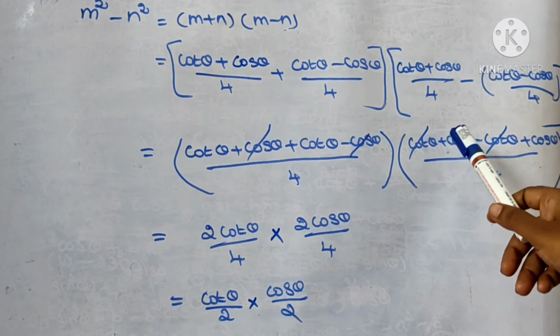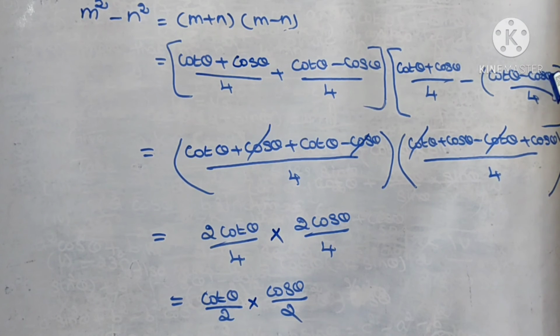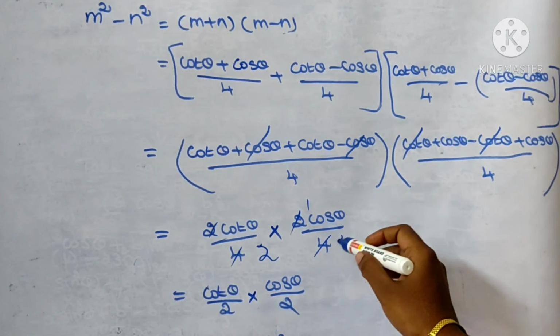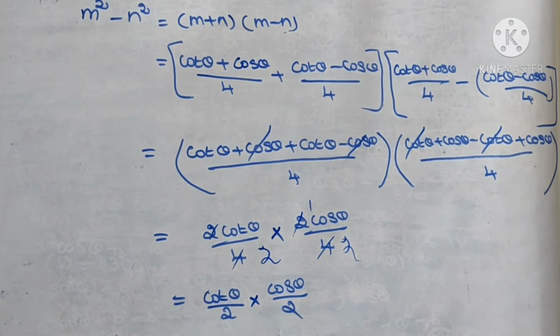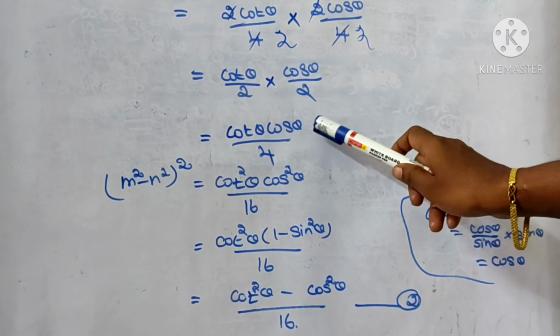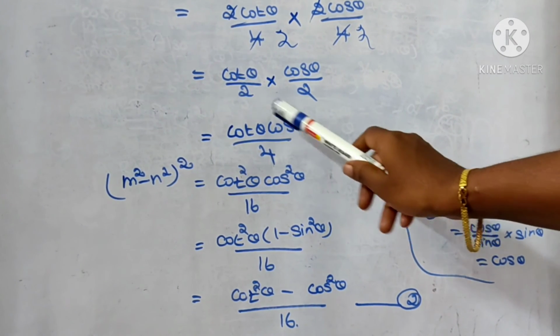Here also we take the minus inside. We get this term as positive. The cos theta term is positive. So cot theta and minus cot theta cancel. We get 2 cos theta by 4. Then 1 2 is 2 and 2 2s are 4. These two numbers cancel. Here also 1 2 is 2, 2 2s are 4. So the balance is cot theta by 2 into cos theta by 2. So the product is cot theta into cos theta by 4. This is the m square minus n square value.